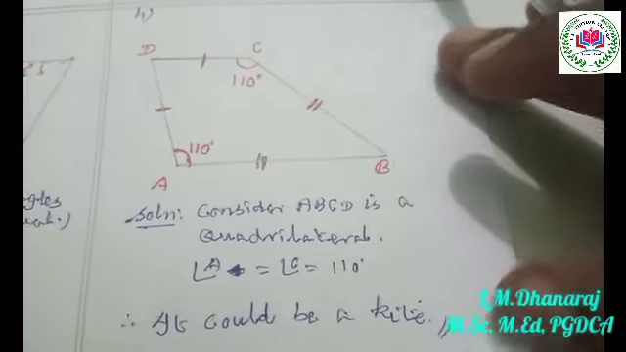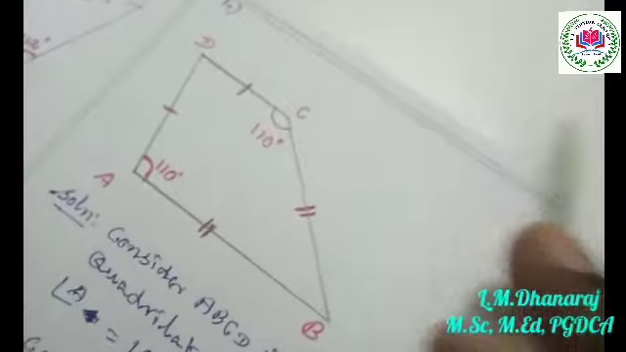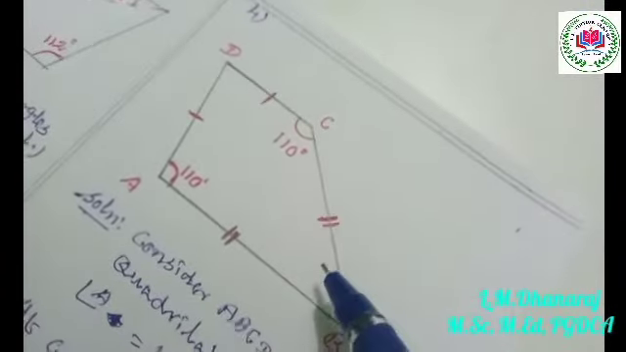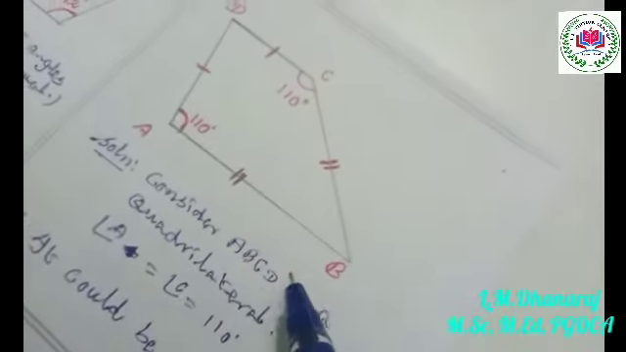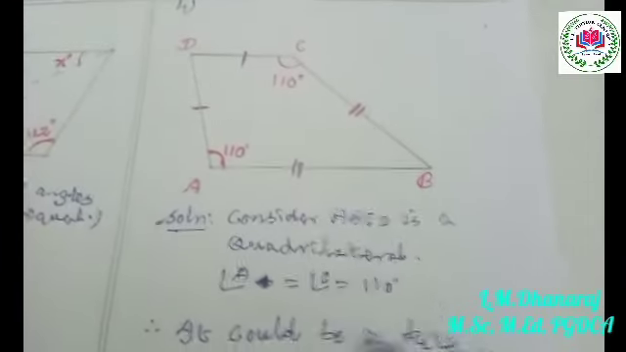Now if you just tilt the diagram and look at this, it looks like a kite. So when the opposite angles are equal and two pairs of adjacent sides are equal, meaning this pair is equal and this pair is equal, it is considered a kite.